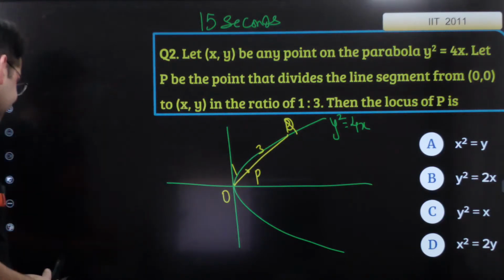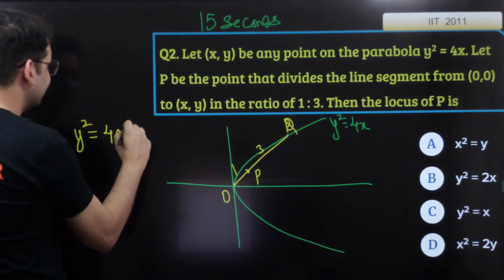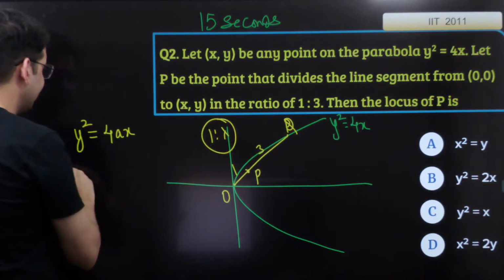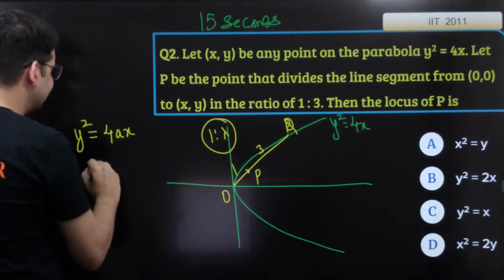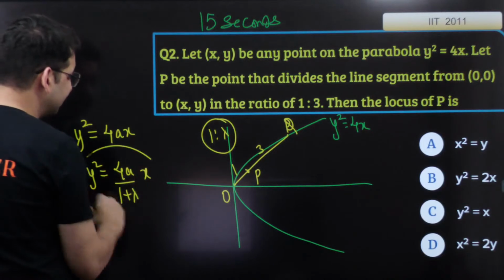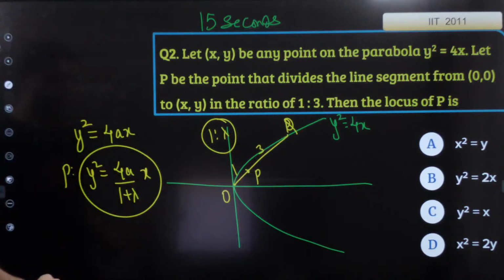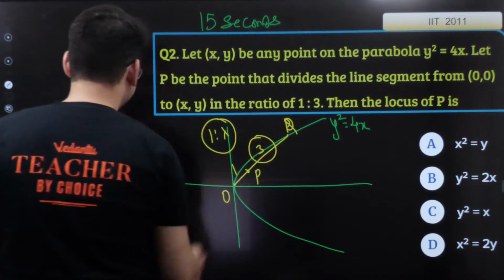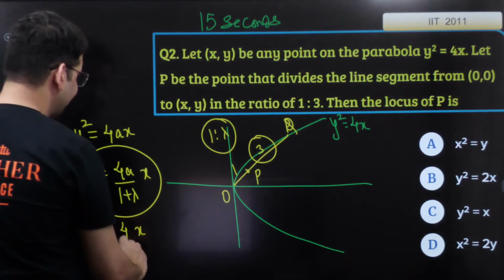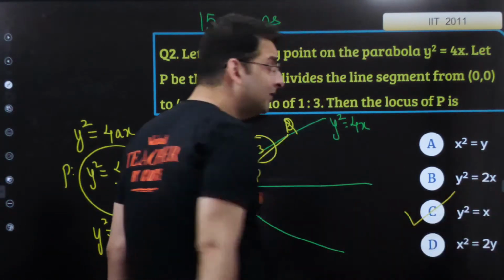I've already told you, if there's a parabola y square is equal to 4ax, and P divides in the ratio 1:λ, the locus of point P is y square is equal to the length of the latus rectum upon 1 plus lambda times x. You have to remember this, as simple as that. In this case, it's very straightforward. Lambda is 3, so y square is equal to 4 times a upon 4, a is 1, that is y square is equal to x. Option is C. Are you able to see, guys?